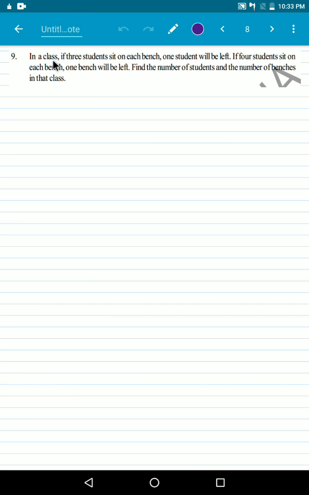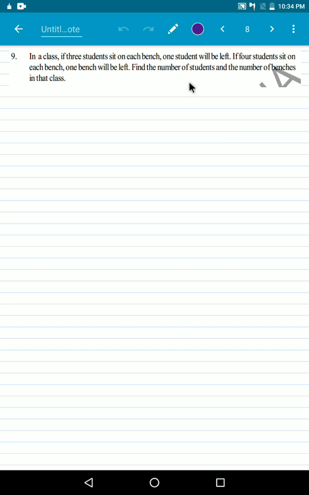We will solve this problem in this video. In a class, if 3 students sit on each bench, 1 student will be left. If 4 students sit on each bench, 1 bench will be left. Find the number of students and the number of benches in that class. So we don't know how many benches and how many students are there.